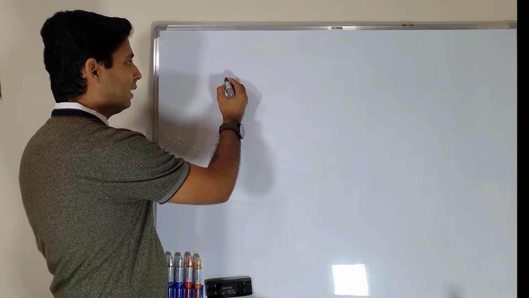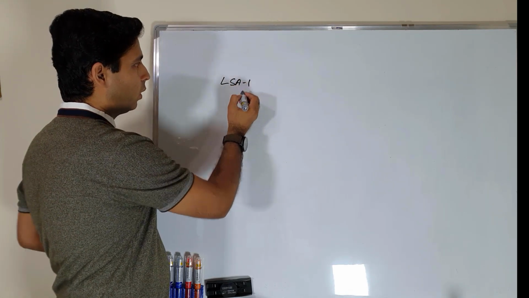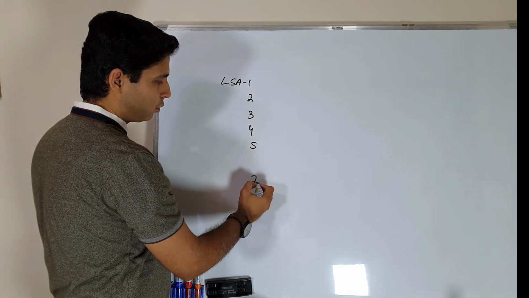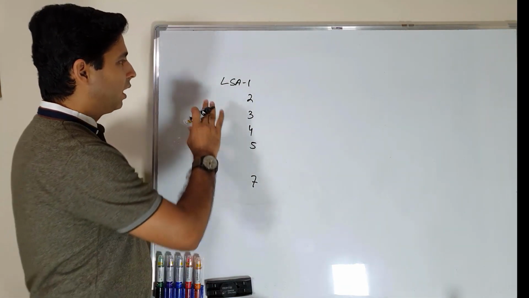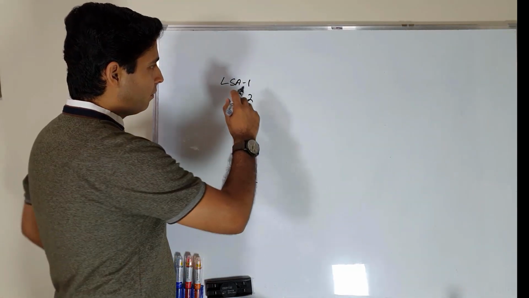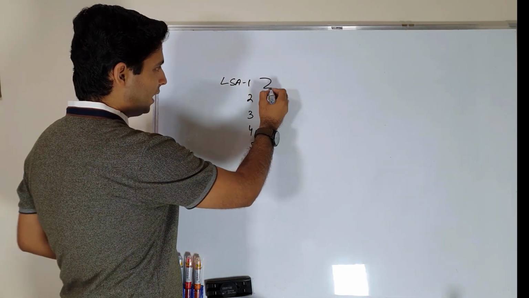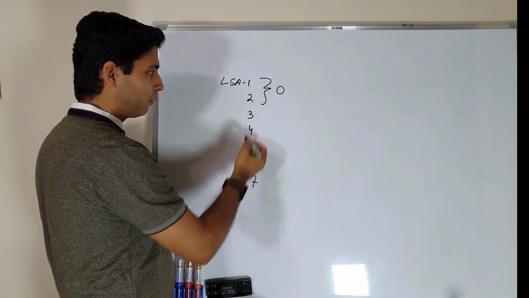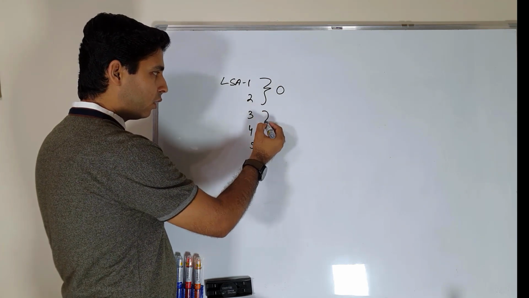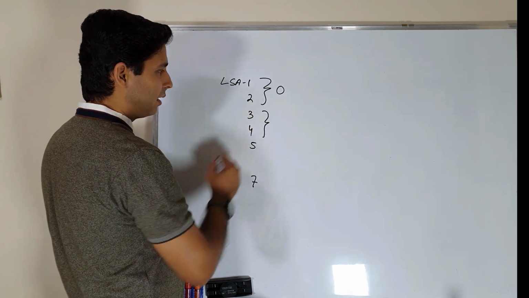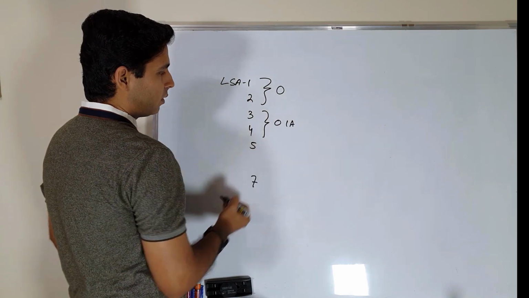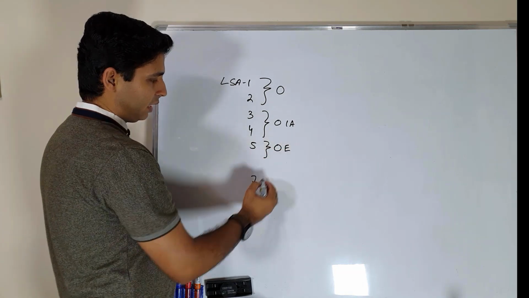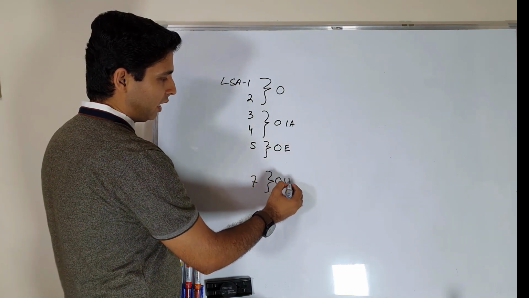So in OSPF, basically we have LSA type 1, LSA type 2, 3, 4, 5, 6 we don't use much, and then we have LSA type 7. When we do show IP route OSPF, from the routing table what we see is LSA type 1 and 2, and they are denoted by O. O means OSPF. LSA 3 and 4 are denoted in the OSPF routing table as OSPF inter-area routes. LSA type 5 is denoted by OSPF external type. Then LSA type 7 is OSPF NSSA type.